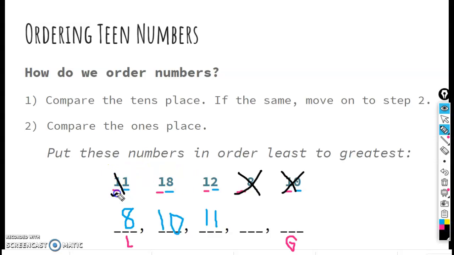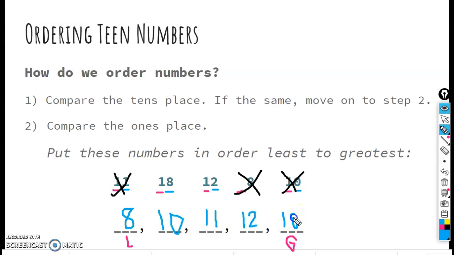Now I have 18 and 12 left. Which one has the least number of ones? 8 ones or 2 ones? 2 ones, so that would be 12, which means my last number, the greatest number, is 18.